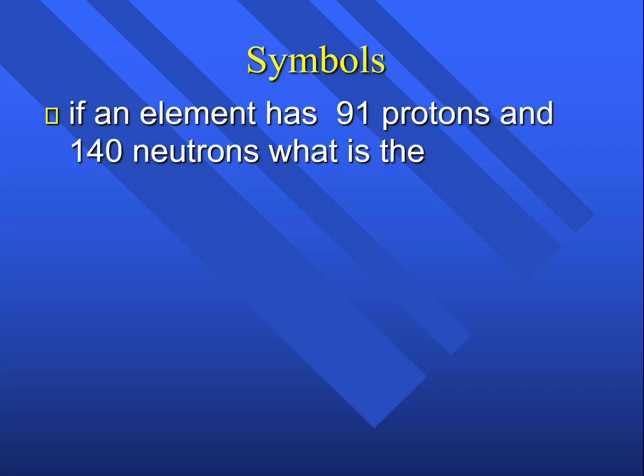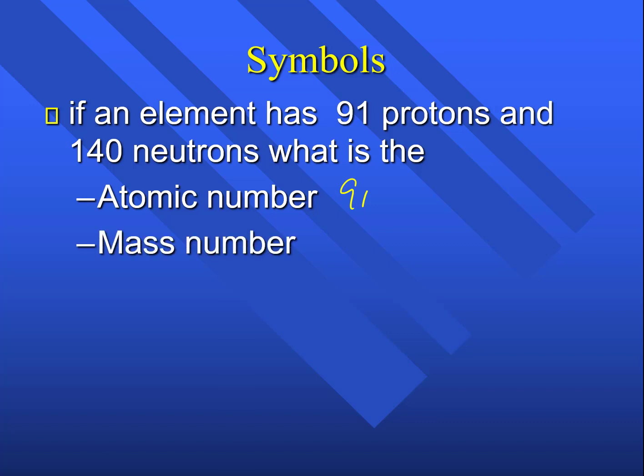Hey, what is its atomic number? Well, atomic number is the number of protons, so it's got to be 91. What is its mass number? You got to carry a 1. $90 plus 141 is 231. Okay, so we need to go back and practice adding, addition. Okay, I don't have time to teach you addition, okay?